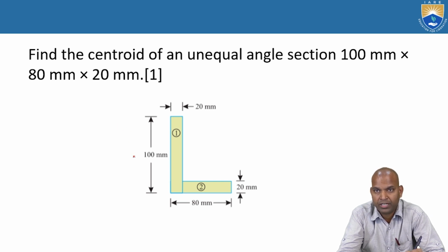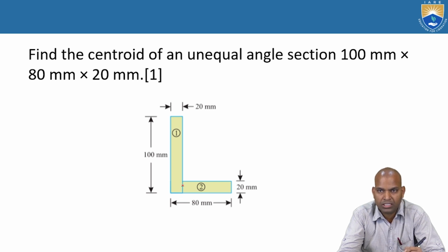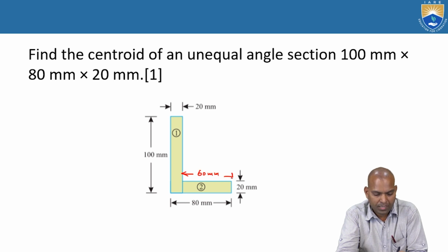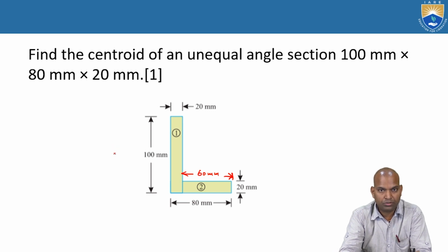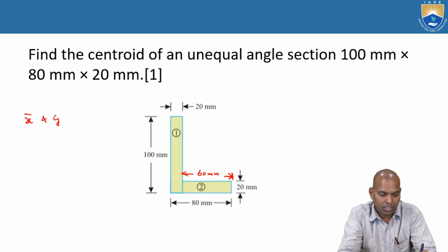Section 1 has a geometry of 100 millimeters length and 20 millimeters thickness, and section 2 has 80 minus 20, that's 60 millimeters length and 20 millimeters thickness. So this L section is neither symmetrical about the horizontal nor the vertical axis. So for such cases we have to find both X bar and Y bar.